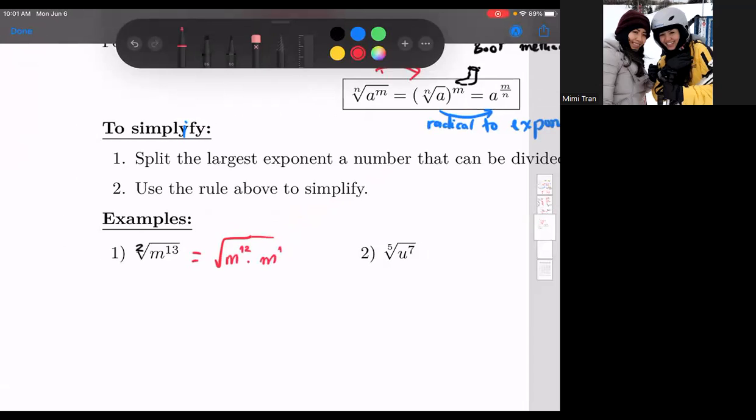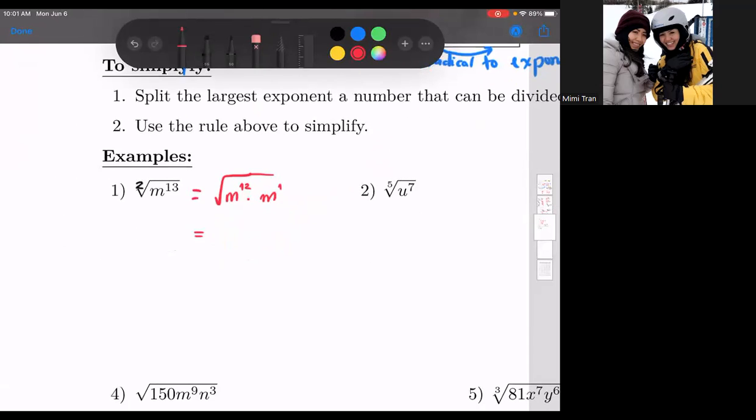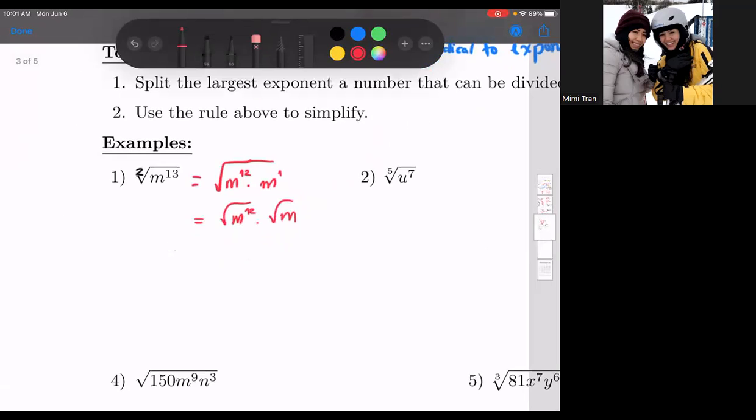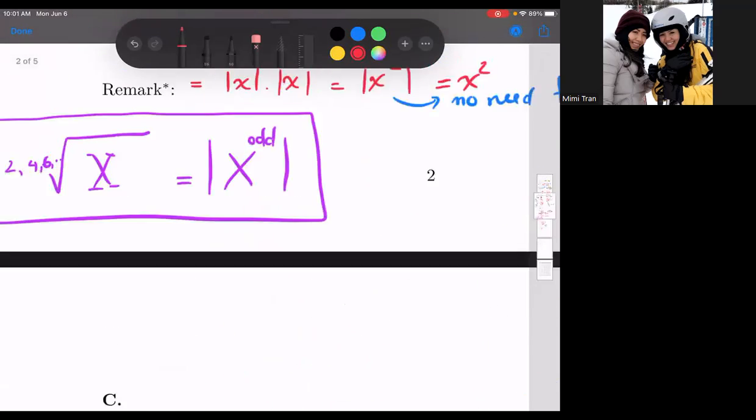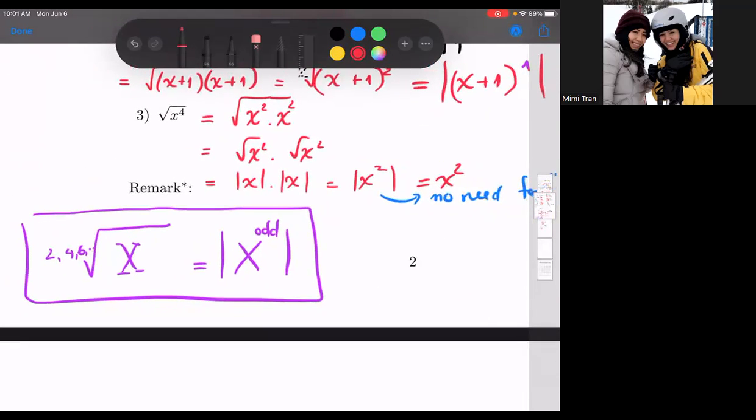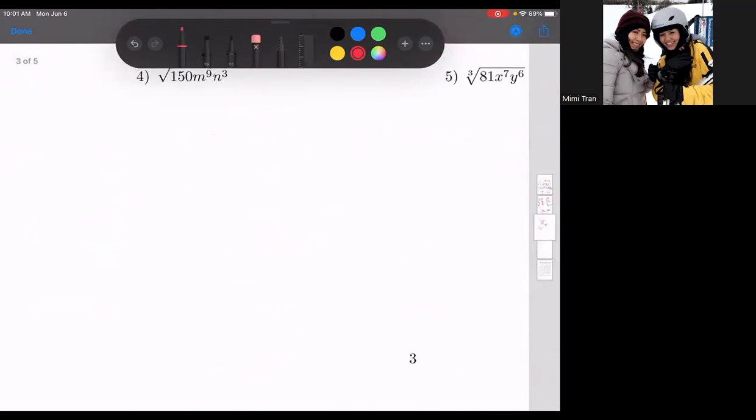You want to be careful using m to the first, right? So split one more time: m to the 12 times the square root of m. Well, 12 divided by 2 is 6, right? So m to the 6 times the square root of m. Do I need absolute value around m to the 6? I start out with an even index, so I gotta watch out. However, I end up with what? Even exponents are okay. Remember, with an even exponent, negative or positive, everything turns positive. Remember the remark here? Only if you end up with odd when you start with even.